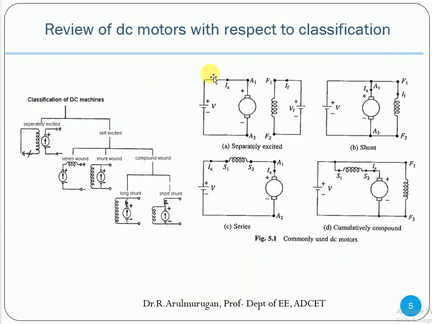Then see there, separately excited. What is separately excited? In the DC motor, there are two windings. What are the two windings? One is the armature winding, another one is the field winding.